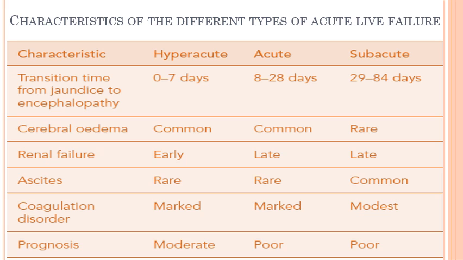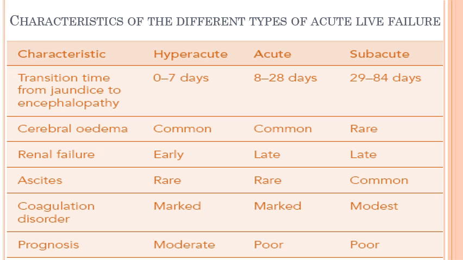Third characteristic is the coagulation disorder. Now, as we know, the liver is one of the major organs making the clotting factors, which are involved in the coagulation of the blood. So the coagulation of the blood will also be affected, and it is more marked in the hyperacute and the acute liver failure, while in the subacute liver failure it is modestly marked.